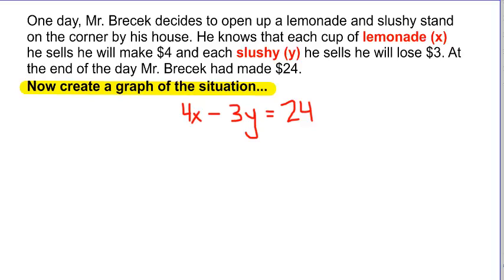Now you're going to take a minute and create a graph of this linear equation in standard form. I will remind you again that you do need to find both the x and y intercept in order to graph these. So go ahead and pause the video, solve for your x and y intercept, and then hit play when you're ready to graph this on the next slide.